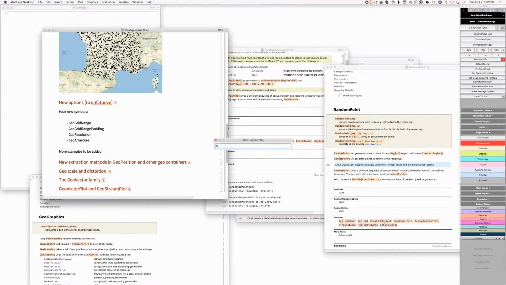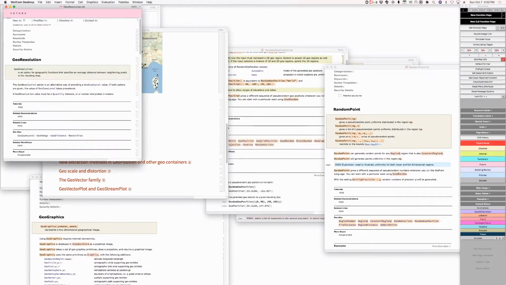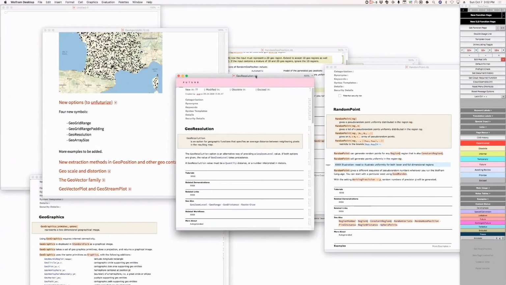Geo resolution. Now, what's the difference in that and raster size? So size is number of pixels. Resolution is distance between pixels, physical distance between pixels. So georesolution is equivalent to a zoom level, not to a raster. Okay, so there are multiple ways of specifying the final thing.